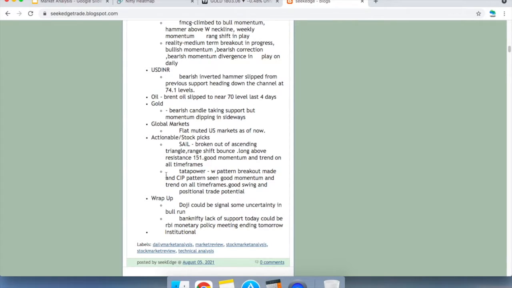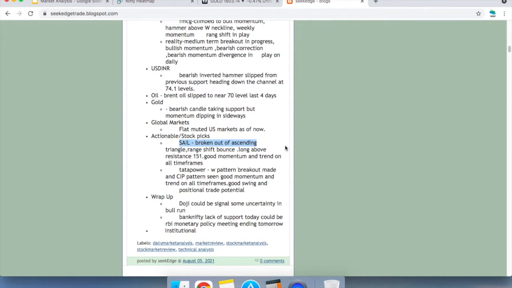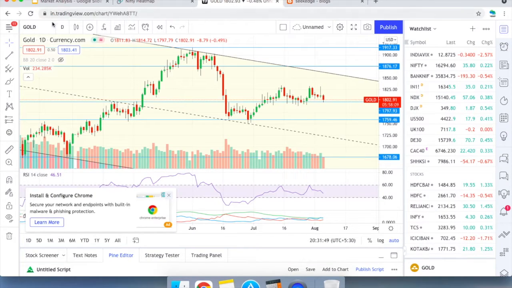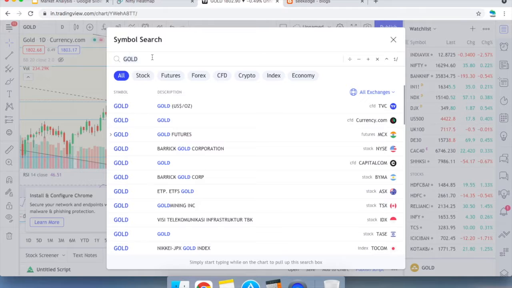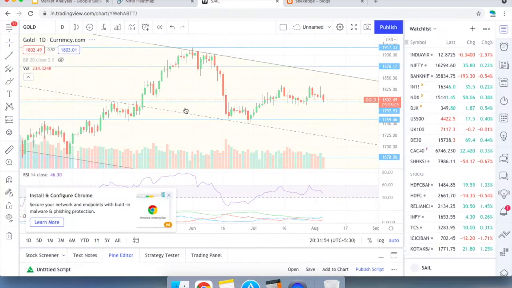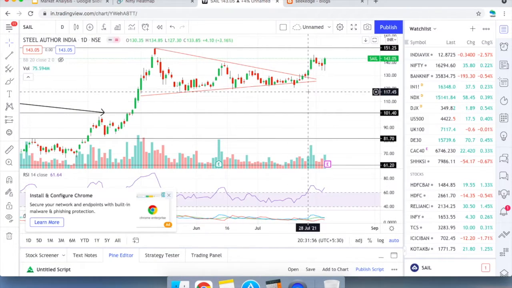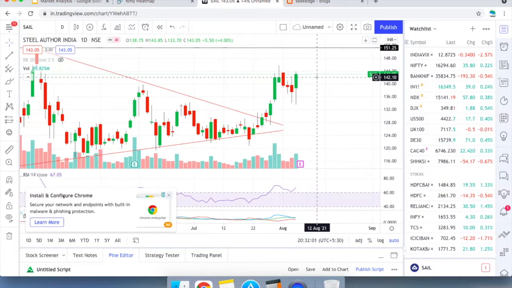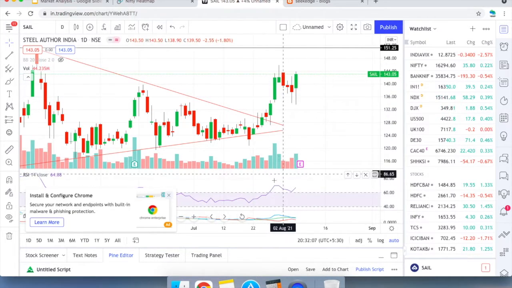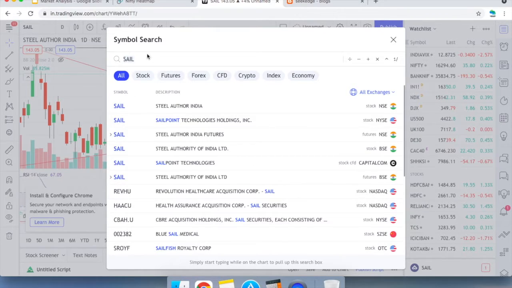So the two actionables I want to show you are SAIL and Tata Power. Both of them can be something that you can look at the next day. SAIL is having an ascending triangle pattern breakout that is happening, right? Today it's having a very bullish wick, a bullish green candle, and there is a range shift also that can be seen there, right? So this is a good pick for swing or positional trades.